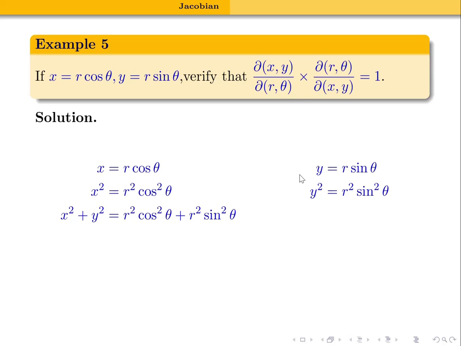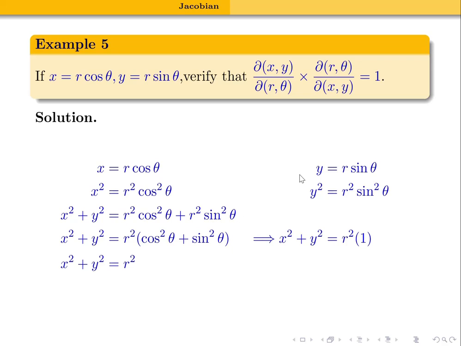Therefore, summing the squared terms, x square plus y square is equal to r square cos square theta plus r square sin square theta. Commonly bringing out r square outside, we get cos square theta plus sin square theta. We know the result, cos square theta plus sin square theta is equal to 1. Therefore x square plus y square is equal to r square. So r is nothing but the square root of x square plus y square.